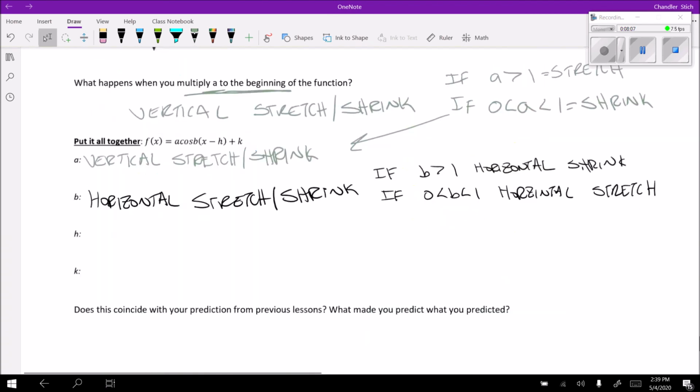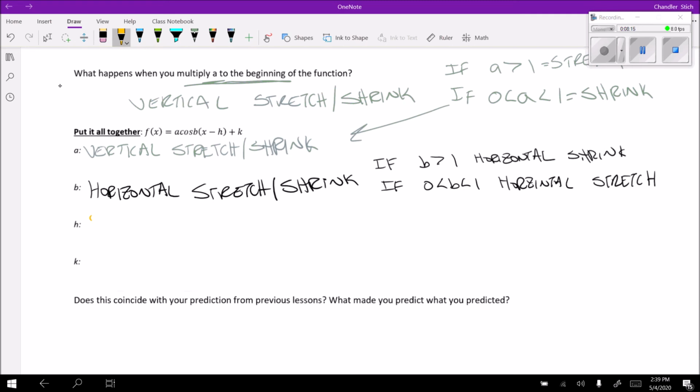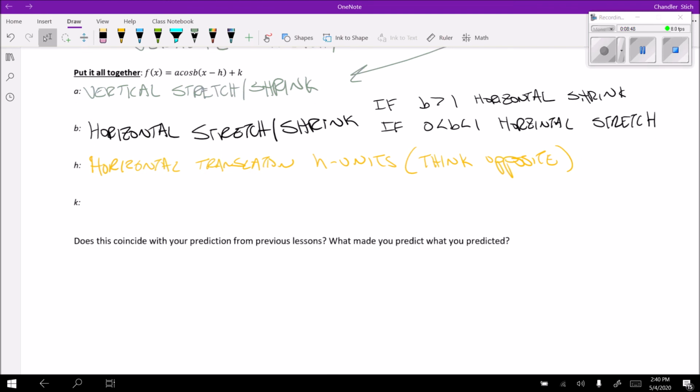Okay, h, we've talked about h before up here, which was in yellow. What happens? You translate left or right h units. So h, this was a horizontal translation, h units, and you've got to think opposite here. And then, of course, the last one that we did, k on the outside. What happened? I did the vertical translation. I went up or down. So we have a vertical translation, k units. So this would be up or down.